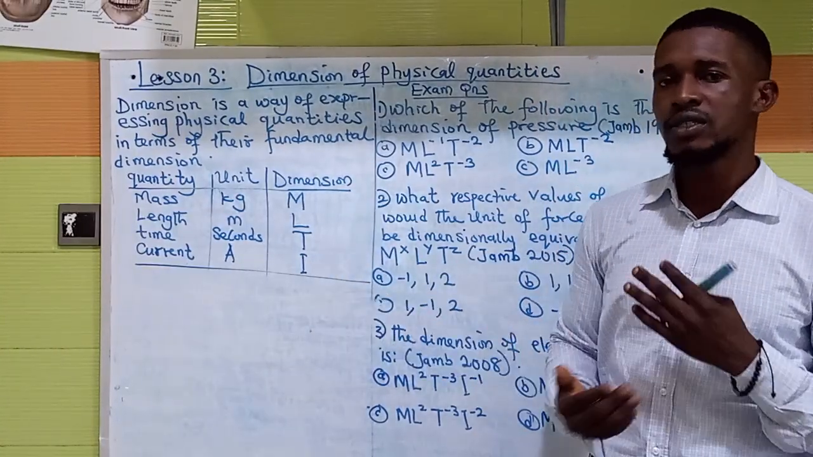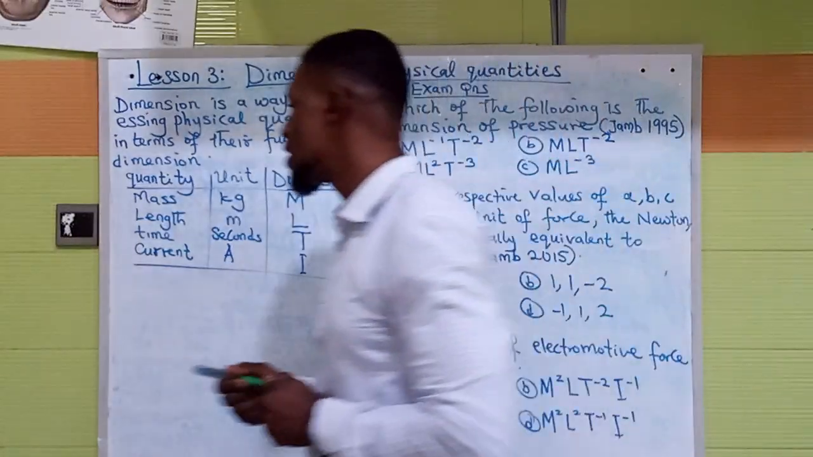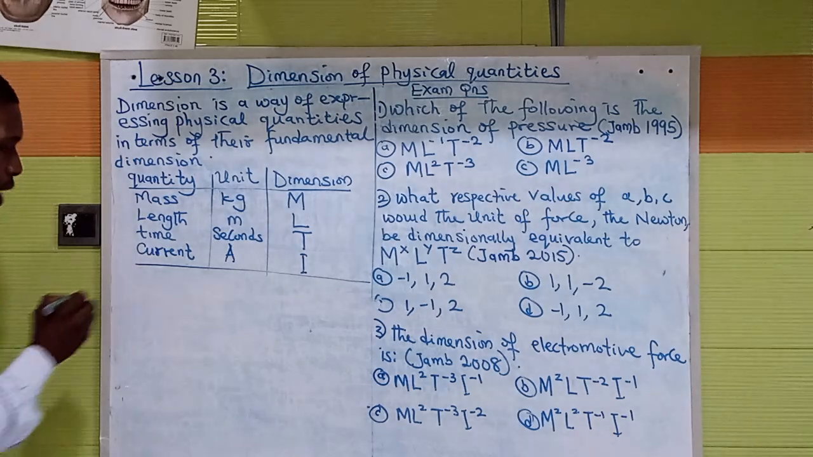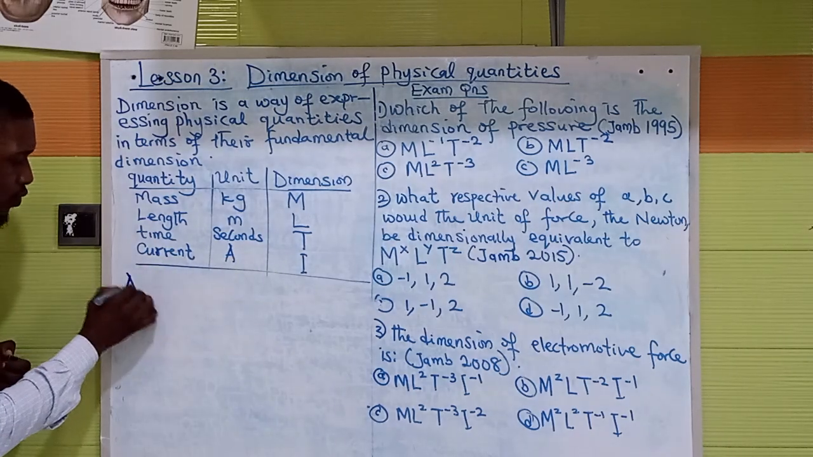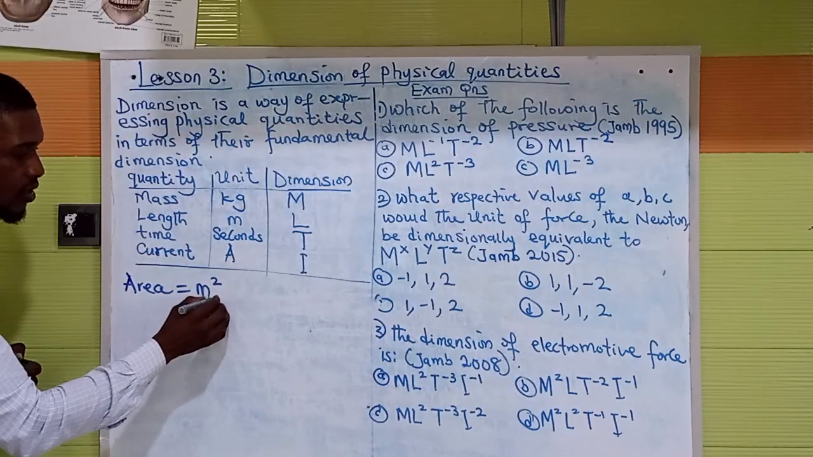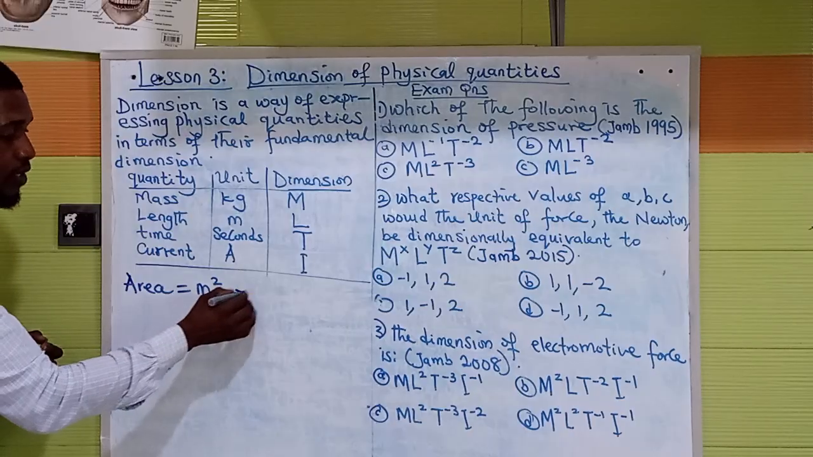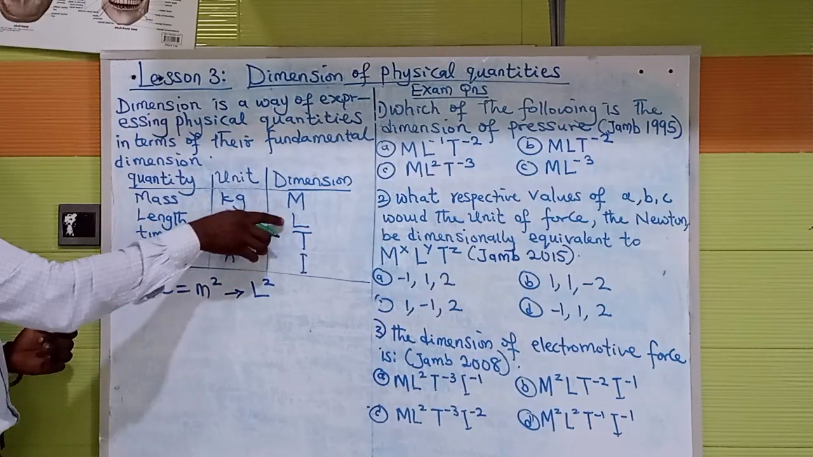So let's take a look at some basic examples before we look at some exam questions. Let's say you are asked to write the dimension for area. You know, the unit for area is meter squared, right? So the dimension is simply L squared, because in dimension the m is written as L.